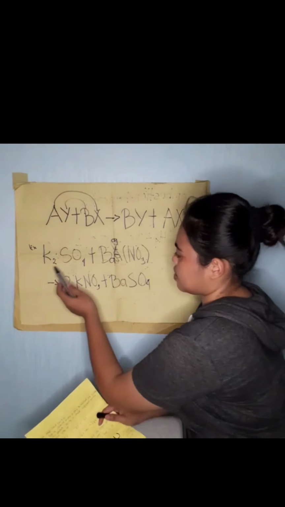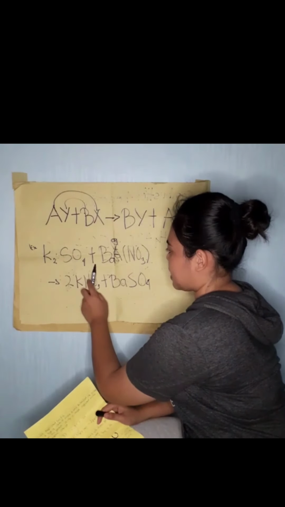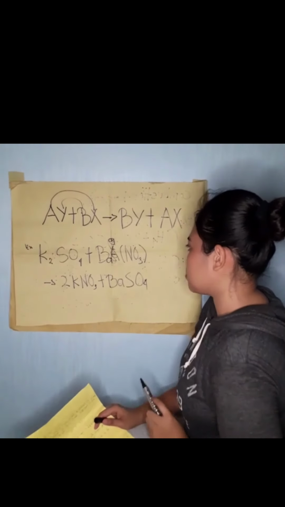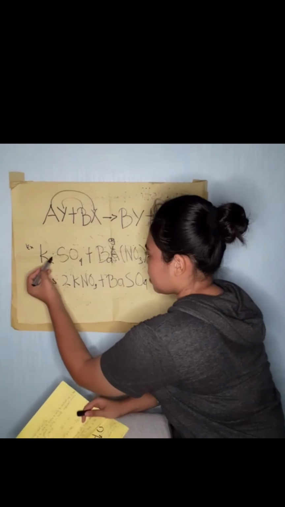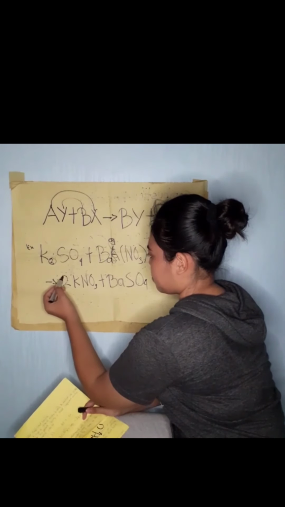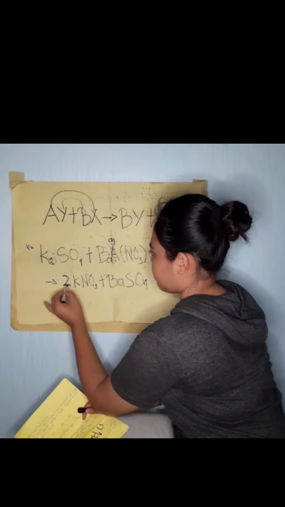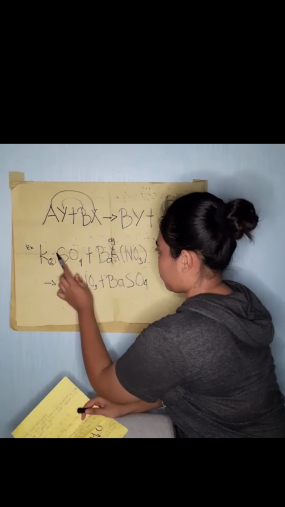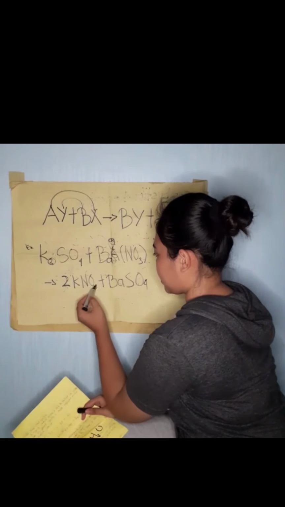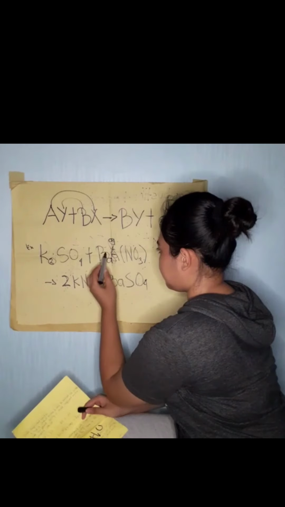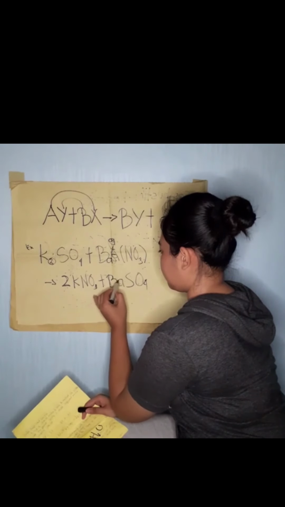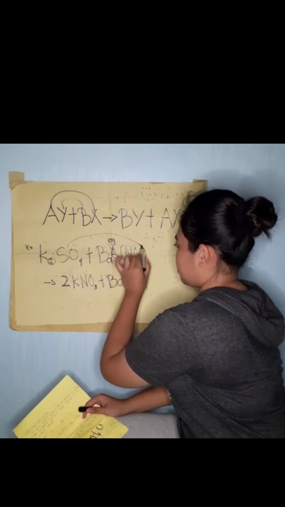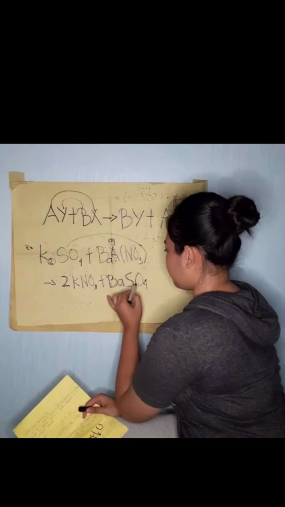Another example is this: K2SO4 plus Ba(NO3)2. So the result is, this will go here and become a coefficient. Then the K and NO3 will move here. So we will have 2KNO3 plus Ba. Then this goes to the right side. So we will have SO4.